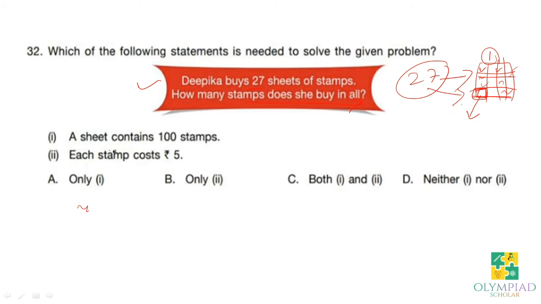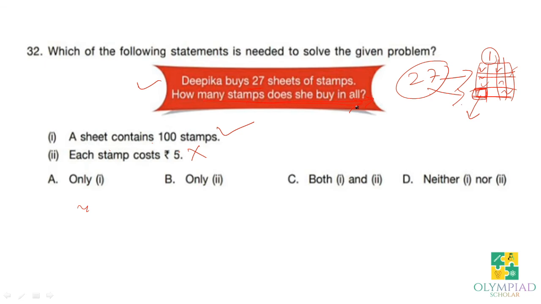Okay, so a sheet containing 100 stamps, it is required. Each stamp costs 5 rupees. No, it will not be required to find how many stamps she buys. So in order to find out the total stamps she buys, we don't need the cost of each stamp.